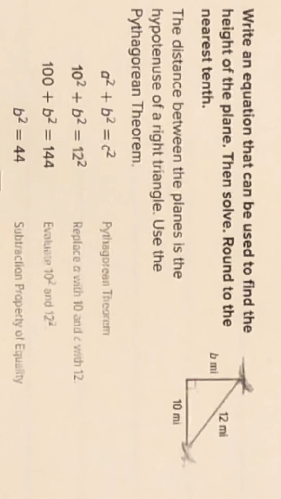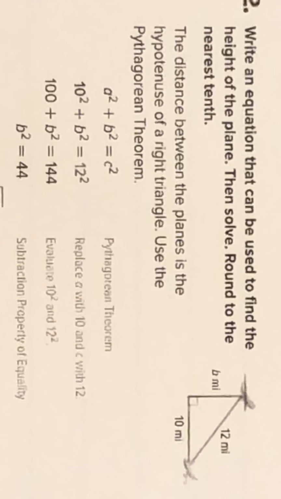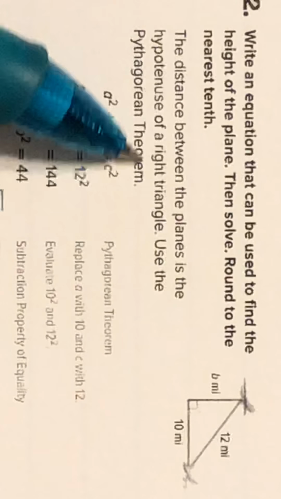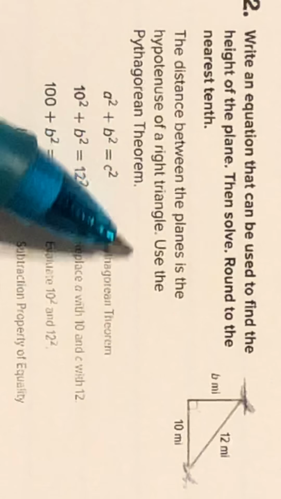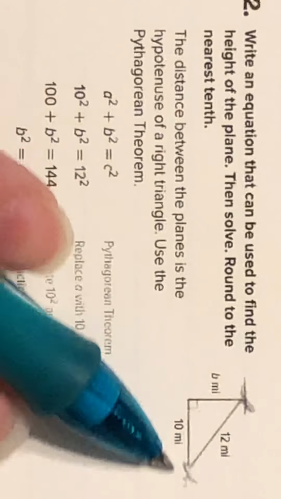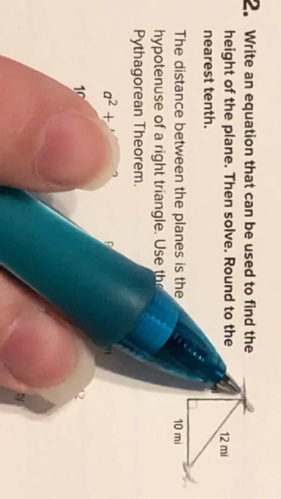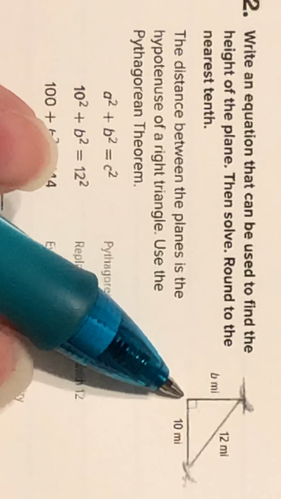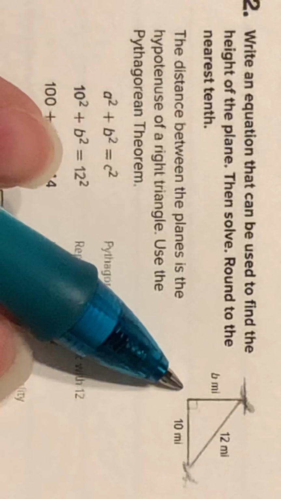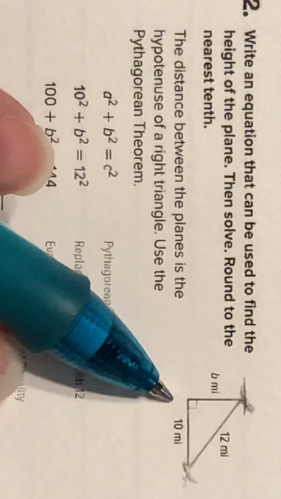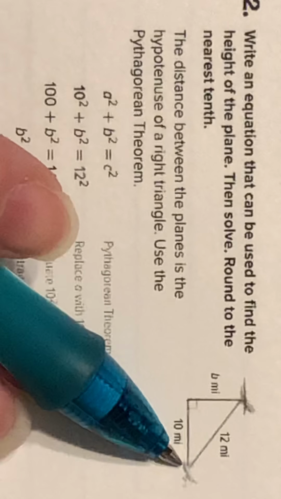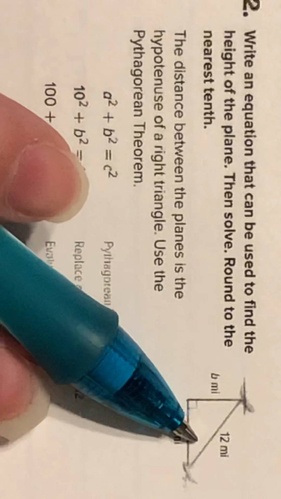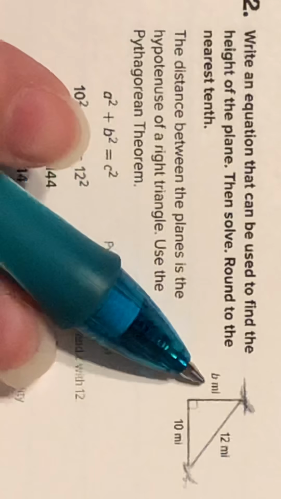Number 2 says write an equation that can be used to find the height of the plane. Then solve, round to the nearest tenth. So, the distance between the planes is the hypotenuse of a right triangle. So here's a plane and here's a plane. This one's on the ground. This one's in the air and it's flying. You can notice I can take a straight line from the plane down to the ground. That's b miles. And from the ground to the other plane, it's 10 miles. And I know my hypotenuse, the distance between my two planes, is 12 miles. So this forms a right triangle.